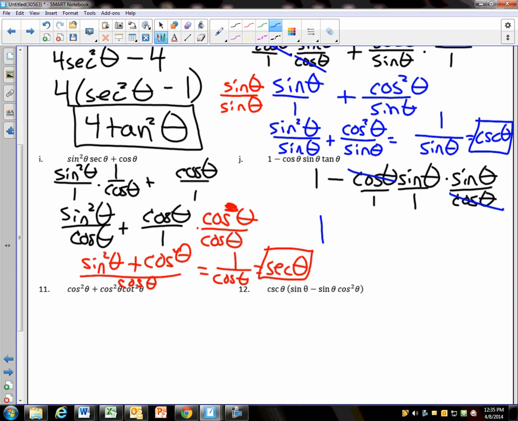So on the left side, I've got 1 minus, and what do I have on the right side? Sine squared. What's 1 minus sine squared? Isn't that nice? You like that one, don't you?